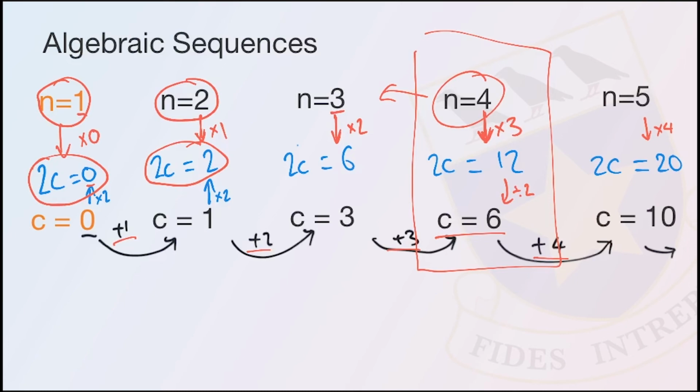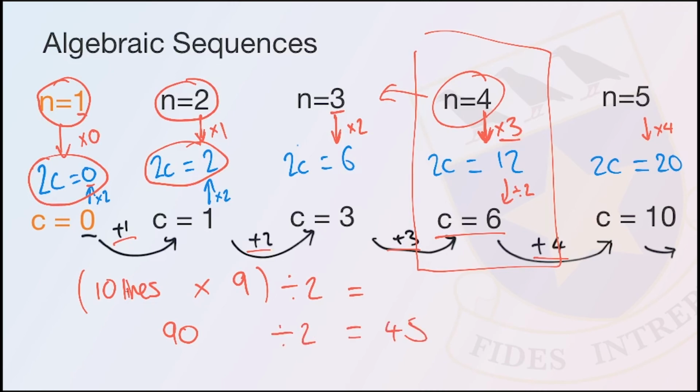So let's suppose we started at 10 lines. Well, we know that if we multiply 10 by 1 less than the number, so multiplied by 9, and then we took all of that and divided by 2, that should give us the number of crossings. So 10 times 9 is 90, and 90 divided by 2 is 45. So if you had 10 lines, the number of crossings would be 45. In terms of algebra, this relationship can be written as n times n minus 1, all divided by 2.